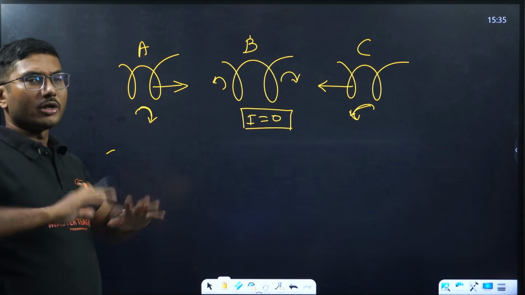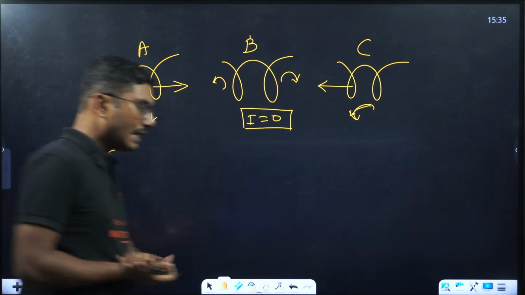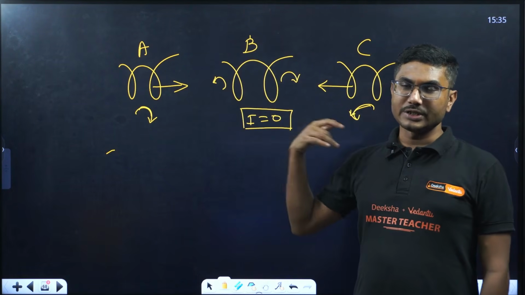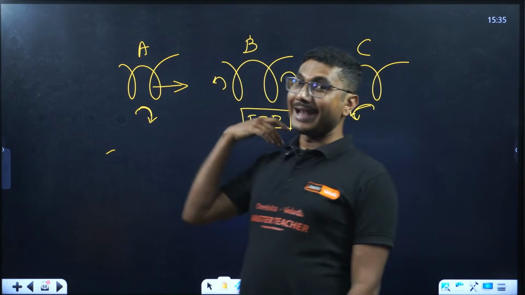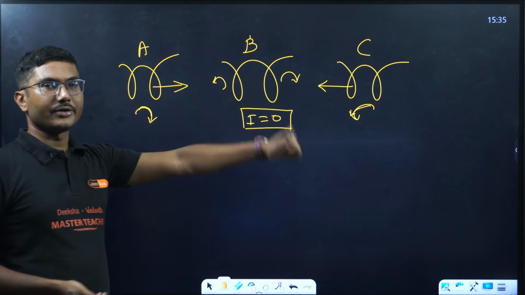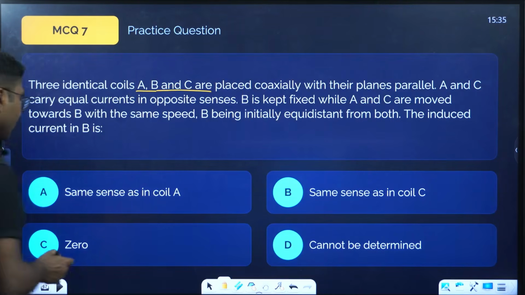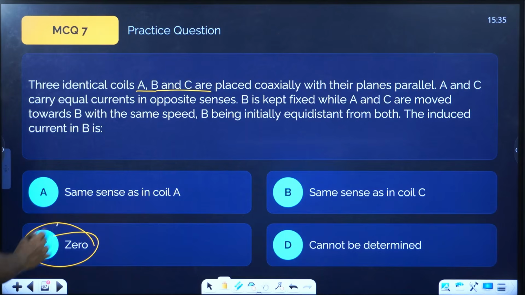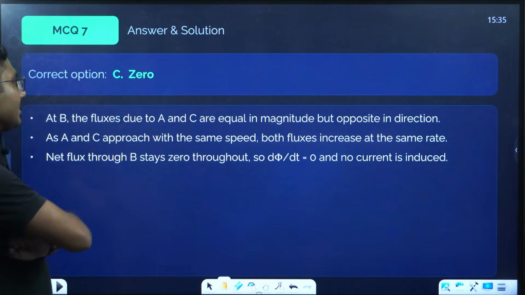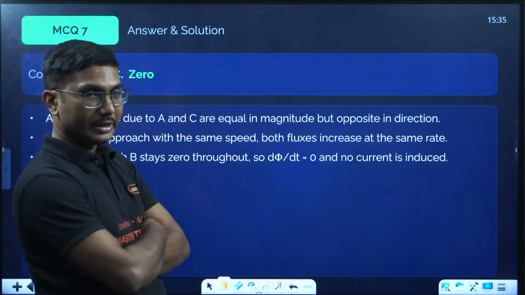Do not need to use concept of mutual induction, etc. Just remember it is a basic induction question. Clockwise current moving towards another circuit will try to induce anti-clockwise current, opposite current. And anti-clockwise current will try to induce a clockwise current, and they should cancel each other. So the current in this case will be 0. So the flux due to A and C are equal magnitude but opposite direction. That is also a point that you can think about.